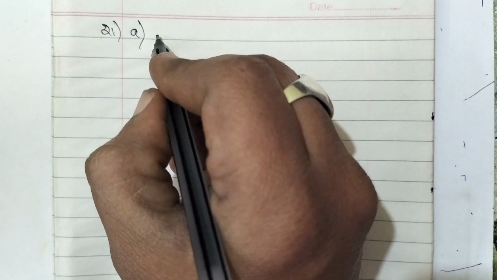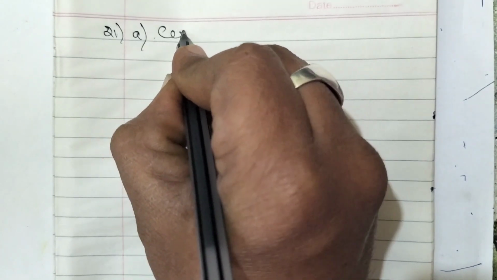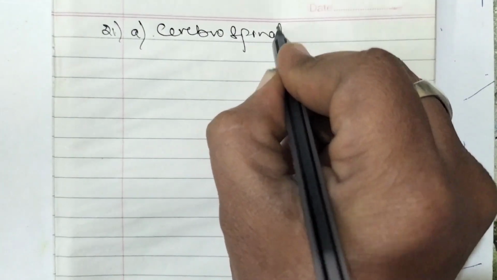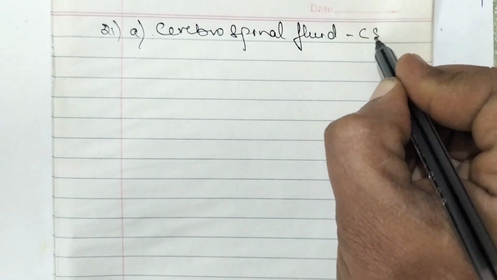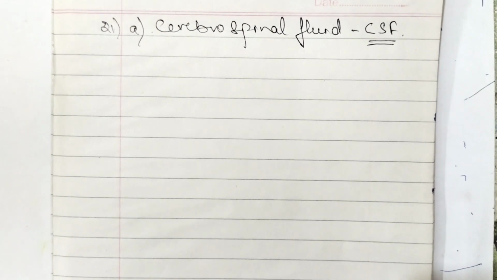Name the fluid present in the brain that protects the brain. That is called cerebrospinal fluid, which we call CSF. Cerebrospinal fluid, CSF. So by this we have answered all the questions related to part A, part B, part C. That is part A physics, part B chemistry, and part C biology. So all the questions we have answered.